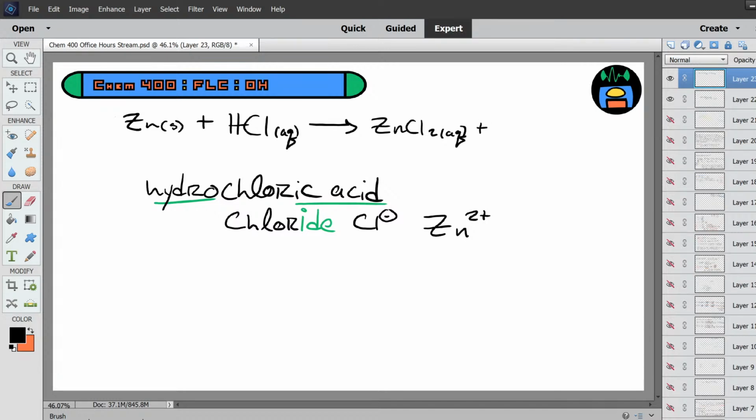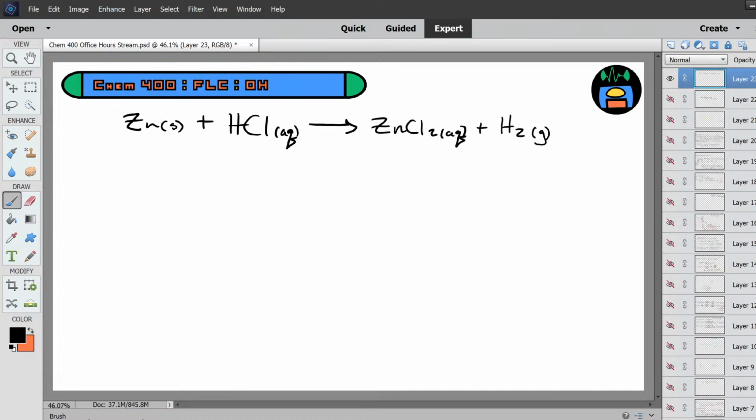The last product is hydrogen gas, and hydrogen is one of our homonuclear diatomics, so it is H2 gas. So there's our chemical equation. Now we need to balance it.